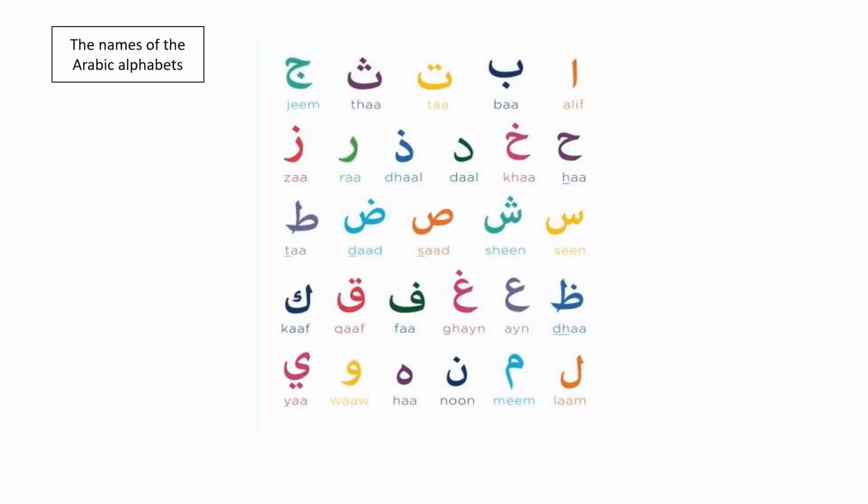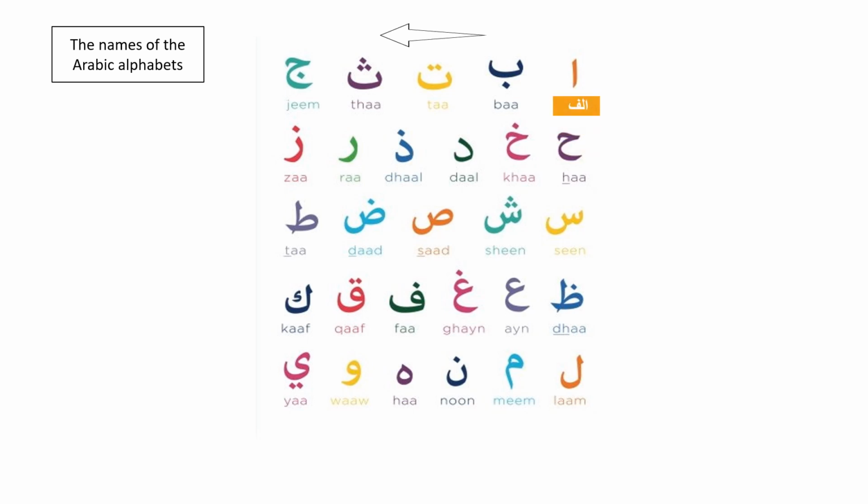Let's start with the names of the Arabic alphabets. And the names of the Arabic alphabets have nothing to do with the pronunciation part, like ABC. So these are only the names of the Arabic alphabets. Just a reminder, Arabic is a right-to-left language.